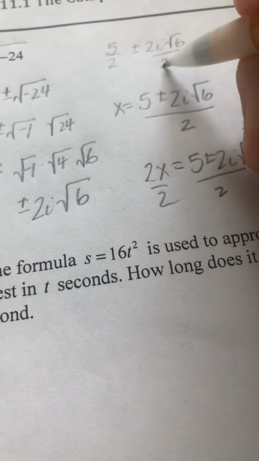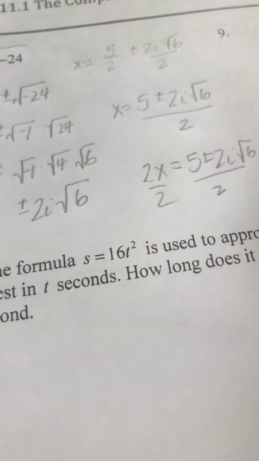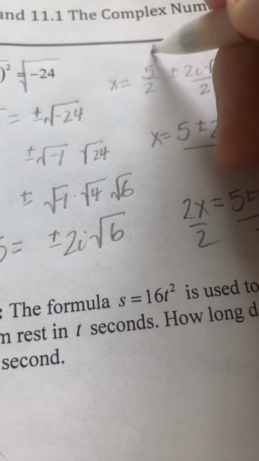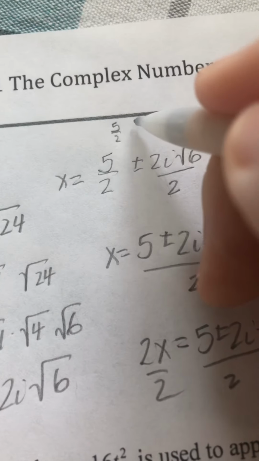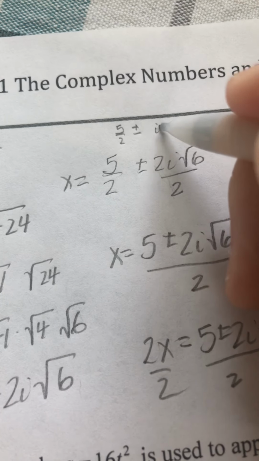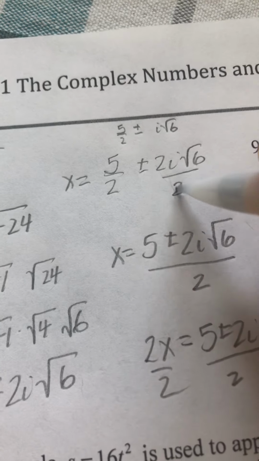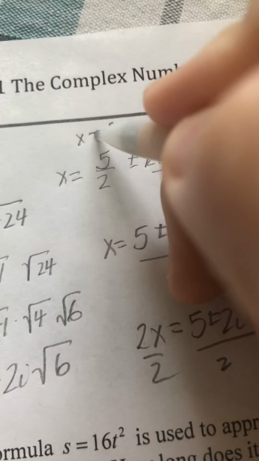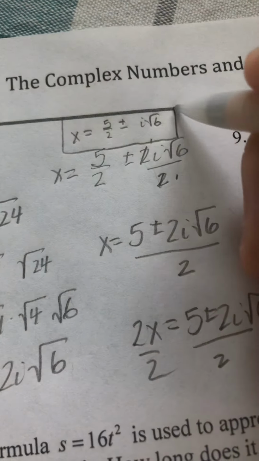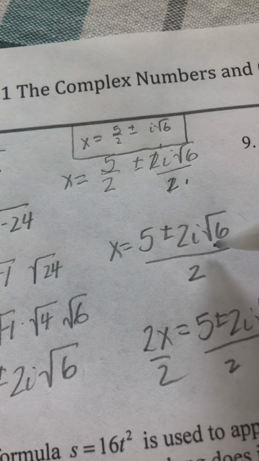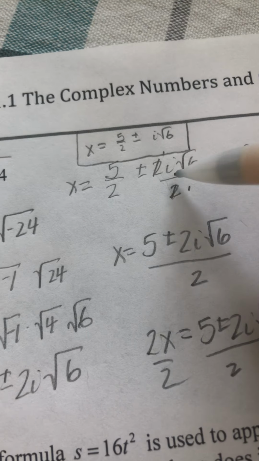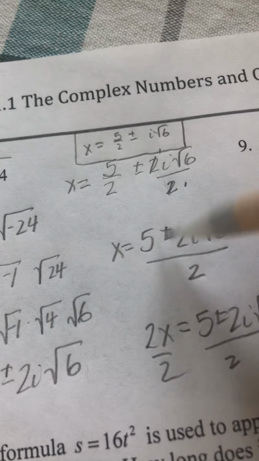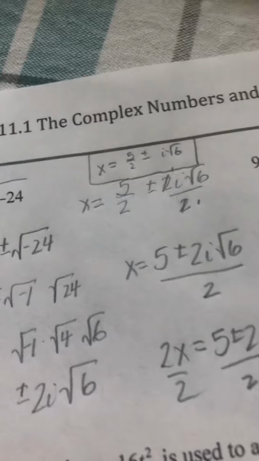Those will simplify. So you get 5 over 2 plus or minus i root 6. Those will cancel each other out. They just give you 1 and 1. And it's x equals. Breaking it down into this, that, and that is not required. You could stop and leave the answer here, and it's considered fully simplified.